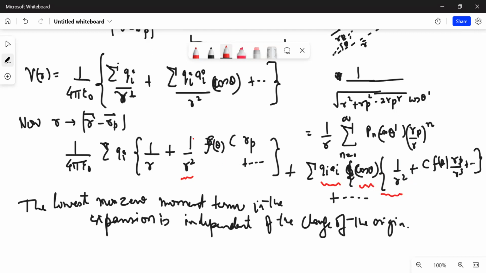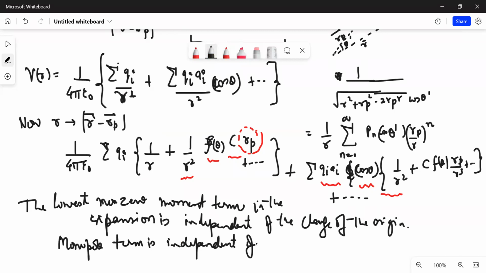But again, understand this 1 upon r² is also there. And this term is dependent upon r_p. So overall, you can say that your first term, that the lowest term, is independent of the choice of the coordinate. Is that clear or not clear? In this scenario, the lowest term is independent of the change of origin, or here I can say in this particular scenario, I can say that the monopole term is independent of the origin.